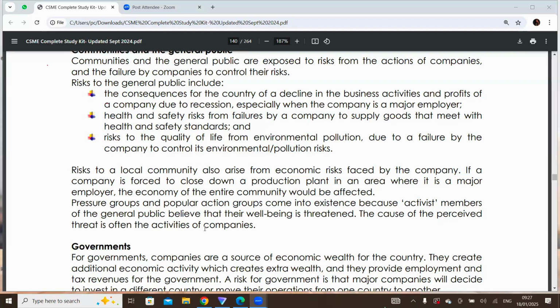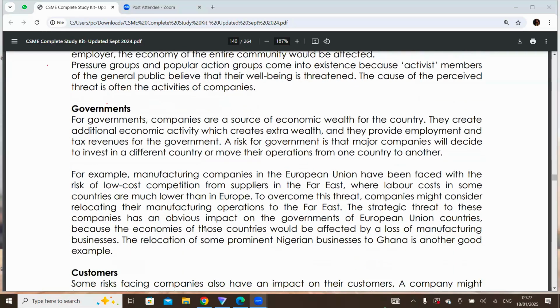Okay, so we have government, and how is the government affected? Basically, tax revenue, right? Because companies create economic wealth for countries. So if a company should close down, we're looking at the tax revenue that will be lost simply because that company has closed down. For example, a manufacturing company in the European Union has been faced with risks of low competition from suppliers from the Far East, where labor costs in some countries are much lower than in Europe. To overcome this threat, companies might consider relocating their manufacturing plants to the Far East, just because they don't want to face countries that do not give them good entry points.